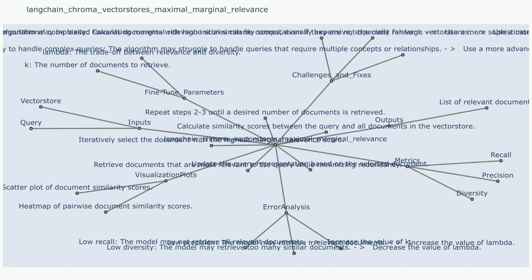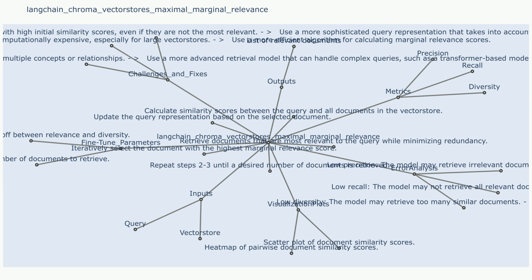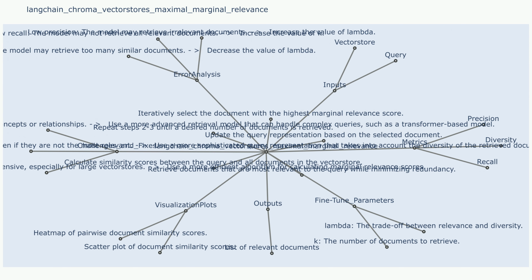Langchain Chroma vector stores: maximal marginal relevance. Description: explain in detail maximal marginal relevance. MMR is a retrieval method designed to select a diverse set of documents while maintaining relevance to a given query. It works by balancing relevance with diversity, ensuring that the retrieved documents cover a wide range of perspectives and information related to the query.